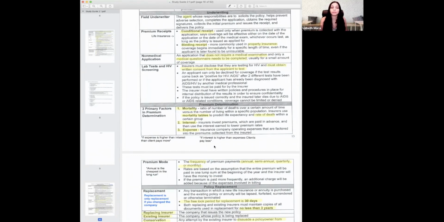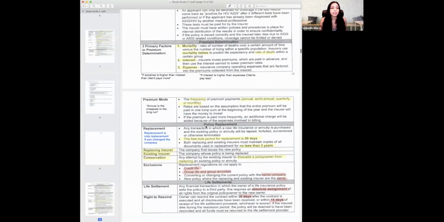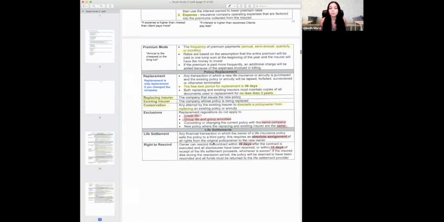Okay, next page, premium mode, frequency. How often are you paying for your policy? Are you paying every year, right? Annual, semi-annual, quarterly, monthly, right? You get to choose that. You get to choose how often you're going to pay for your policy.